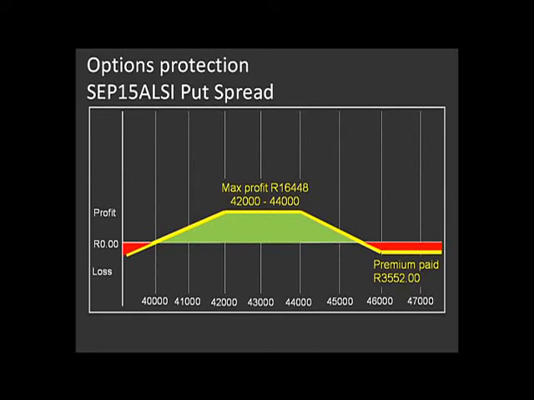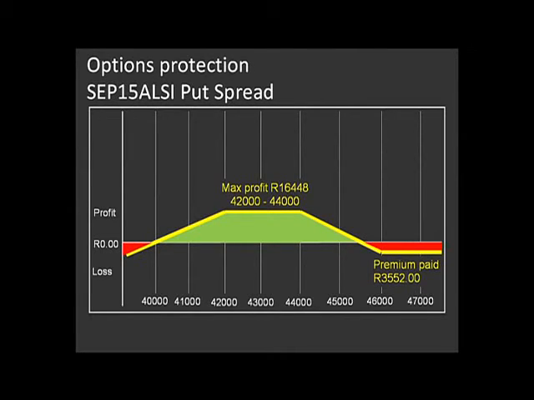And if we tidy it up further, that's how the payoff profile for this put spread option looks. So above 46,000, I've paid away a total premium of 3,552 Rand. That's gone. Goodbye. It's 1% of our capital. So it's not a lot that we're paying.